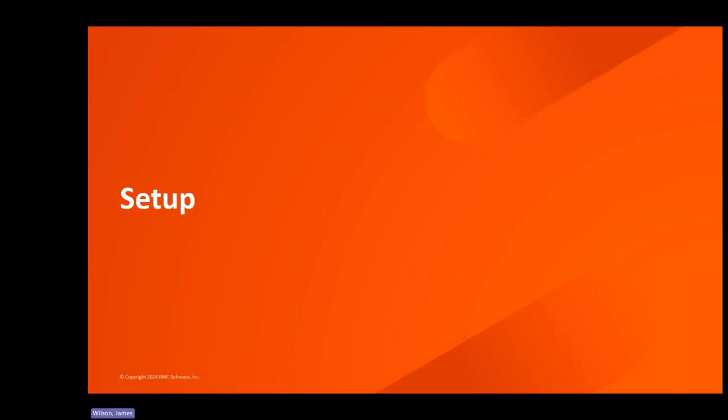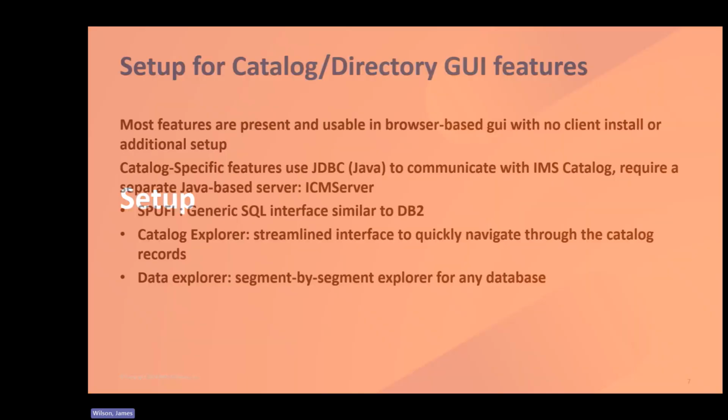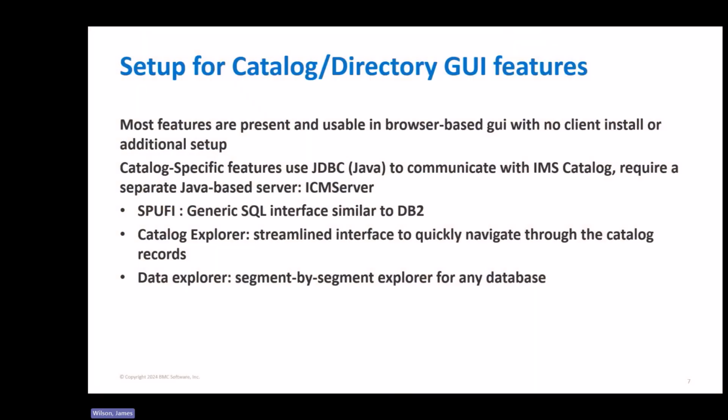Okay, so there are a few features that require some additional setup. Anything that communicates directly to the catalog uses JDBC, because that's the proper way to access the IMS catalog. And in order to do that, we needed a secondary server that runs Java, because JDBC is a Java-based technology.